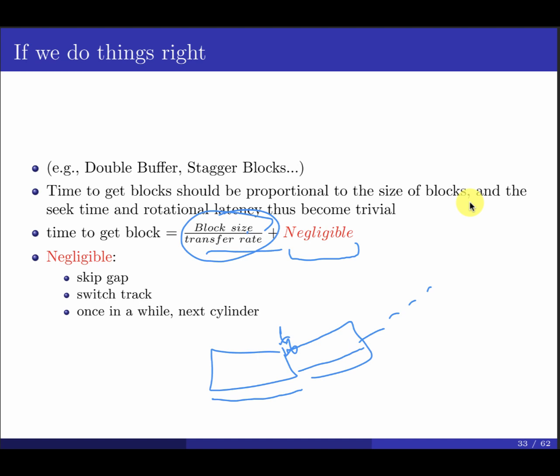Why? Because sometimes you need to move, for example, you're going to skip the gaps. Maybe once in a while you need to change to the next cylinder, either this cylinder or this cylinder, and etc. Okay? You need to switch tracks, for example, from the top of the first platter, the first surface, to the next surface. That's another thing. So the time compared to the seek time and the rotational delay is going to be negligible. So the way that you organize the data is very important.